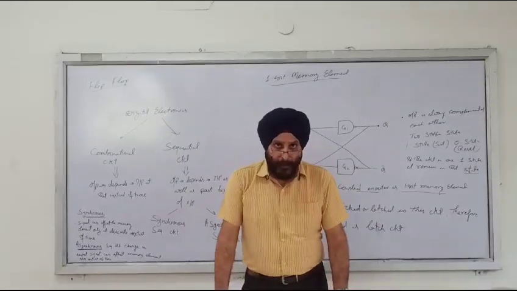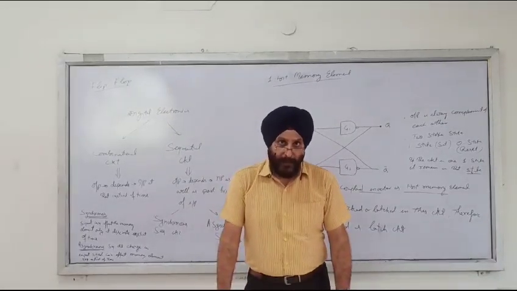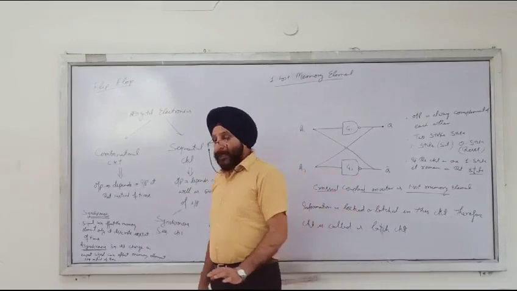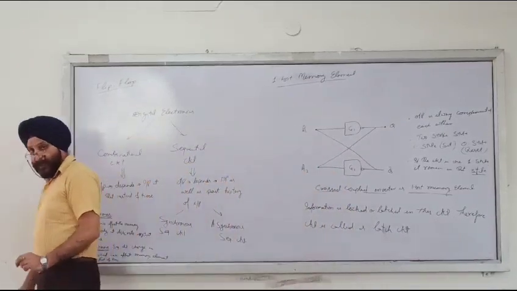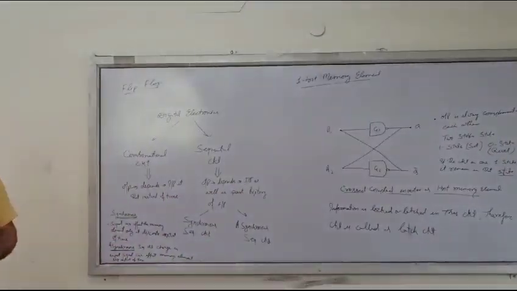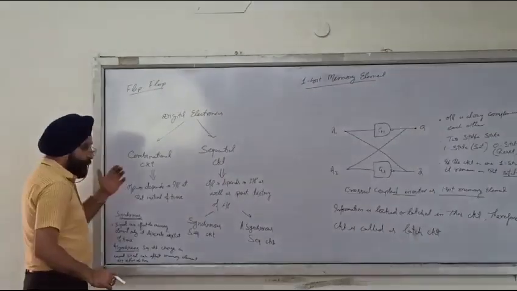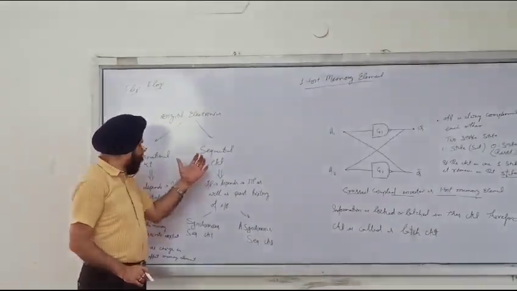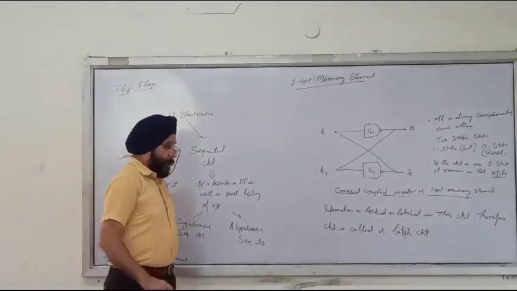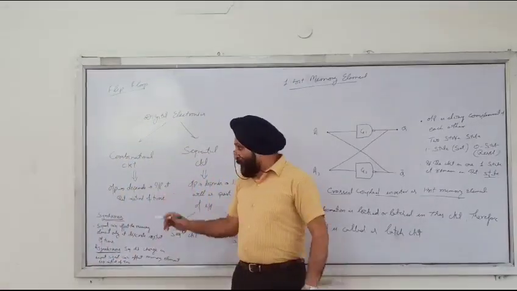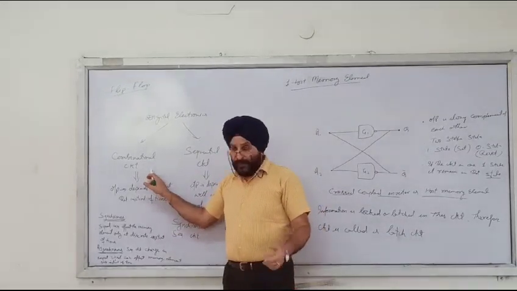Afternoon class. Today's topic is flip-flop. Now, digital electronics is further classified into two parts. First one is combinational circuit, second is sequential circuit. Now, what are sequential circuits?